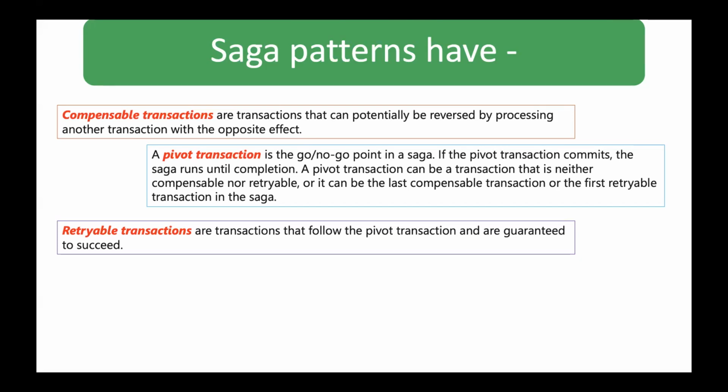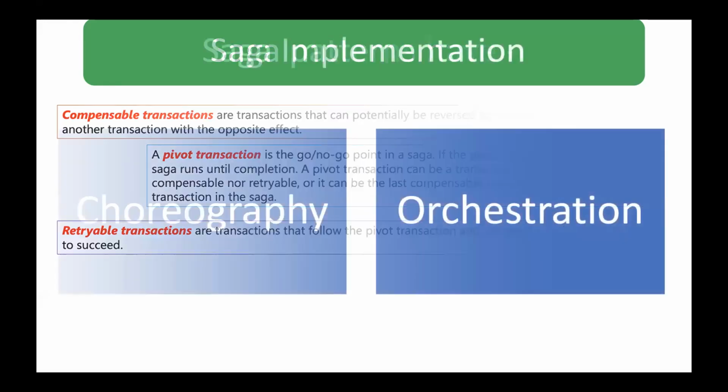Go or no-go means what? Either it will execute or else it won't. Are we clear? If the pivot transaction commits, the saga runs until completion. It doesn't stop till that time. And last is called retriable, which is guaranteed to succeed because it will run multiple times to confirm that the transaction is successful. So three different types of transactions are supported in Saga.